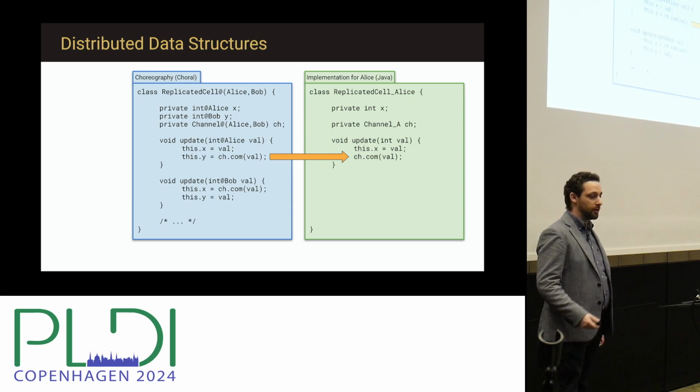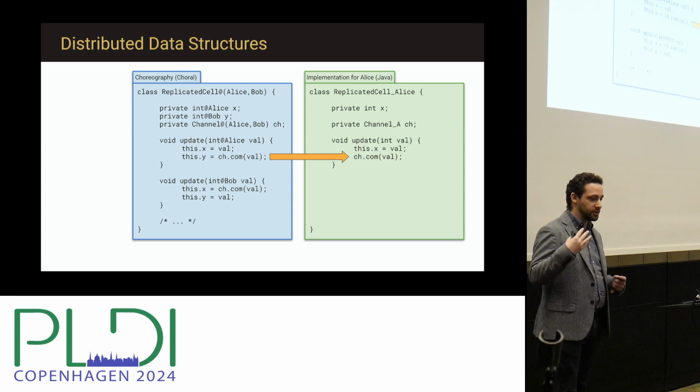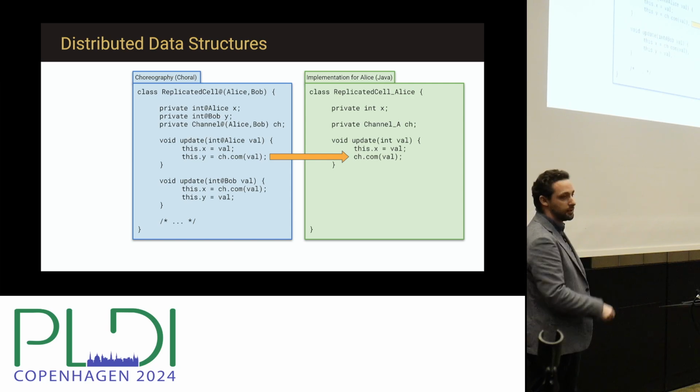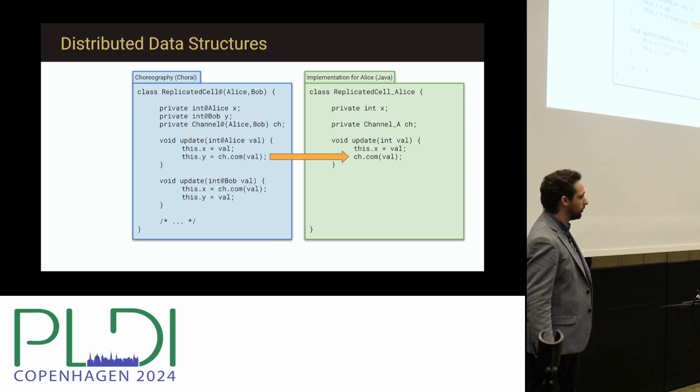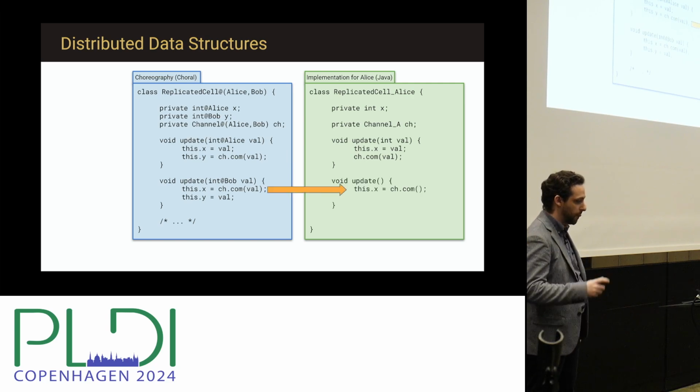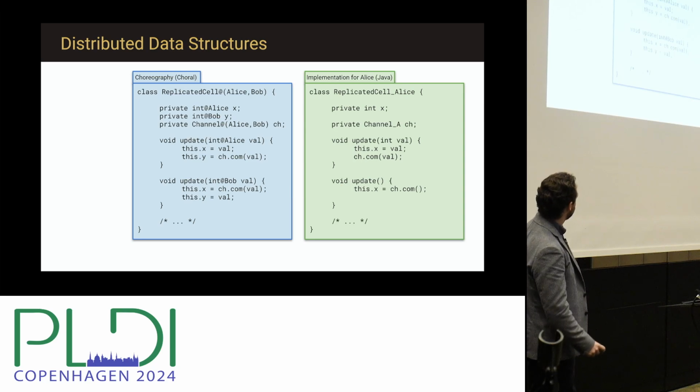Again, this will become just a send for Alice and symmetrically a receive for Bob. The interesting thing here is that the design of Choral allows you to control the API. Here, by looking at the API at the choreographic level, you can already understand what the API for the implemented code will look like. And here we have the symmetric case.